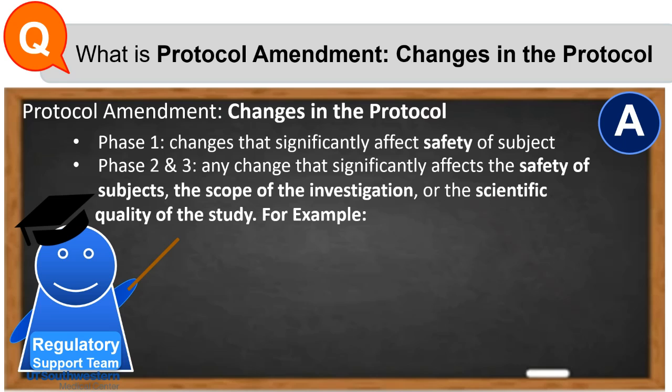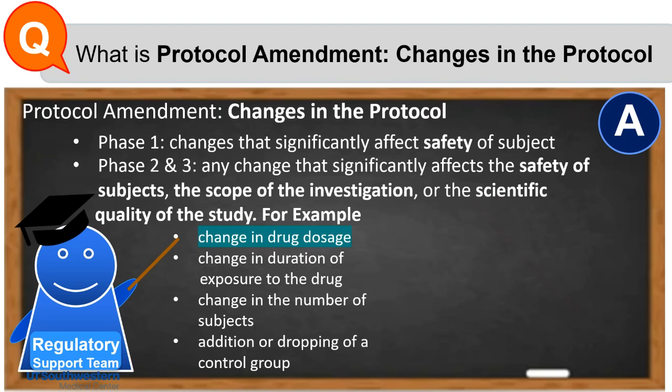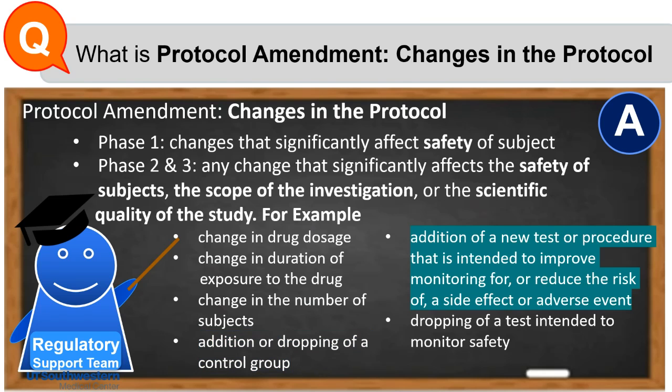For example, any increase in drug dosage or duration of exposure of individual subjects to the drug beyond that described in the current protocol, or any significant increase in the number of subjects under study, then any significant change in the design of the protocol, such as addition or elimination of a control group. Another example is addition of a new test or procedure intended to improve monitoring for or reduce the risk of a side effect or adverse event, or elimination of a test intended to monitor safety.